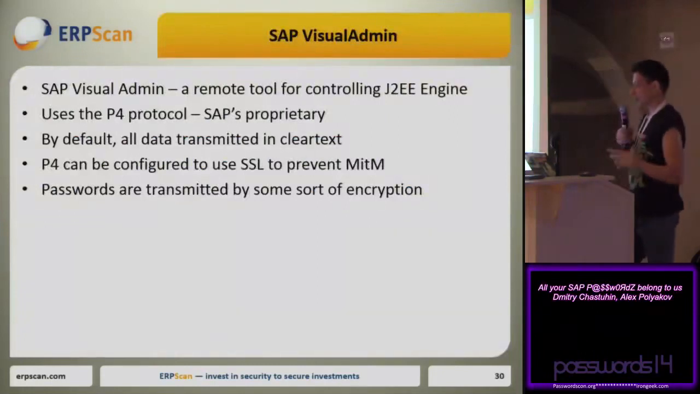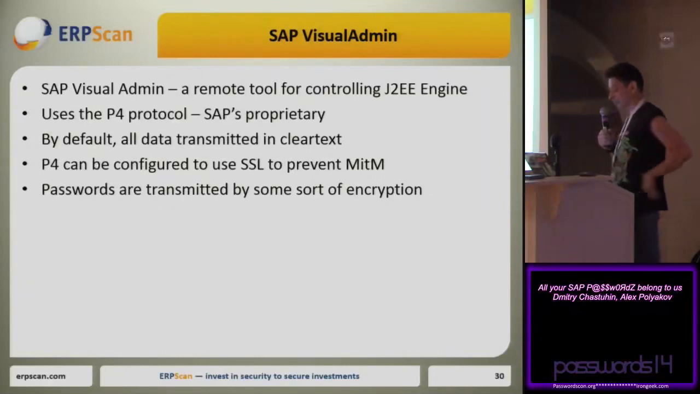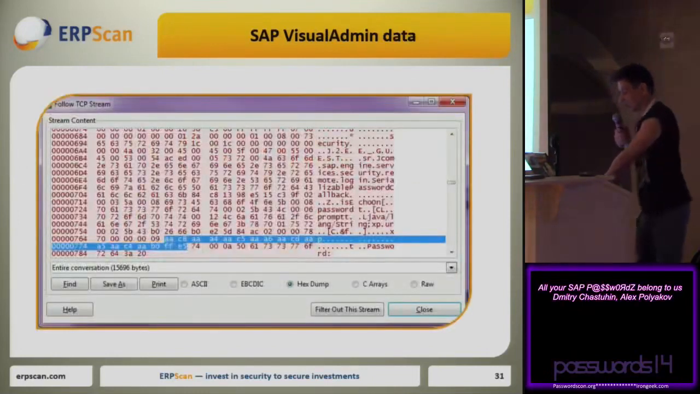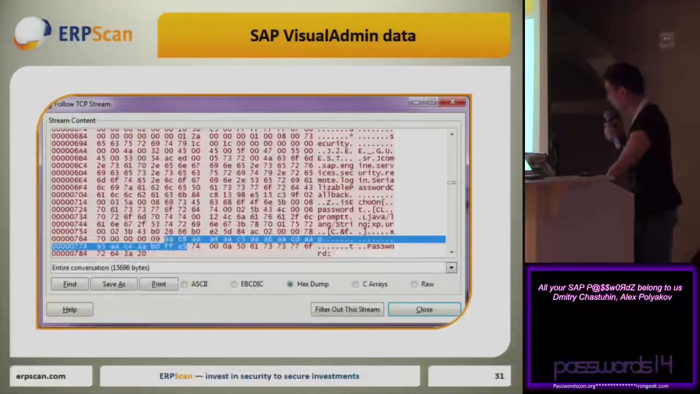The next client-side application which will be described is SAP Visual Administrator. SAP Visual Administrator is a remote tool for controlling the J2EE engine used in the SAP system. This tool uses a proprietary P4 protocol, and by default, all data is transmitted in clear text except passwords. That's how the protocol looks.